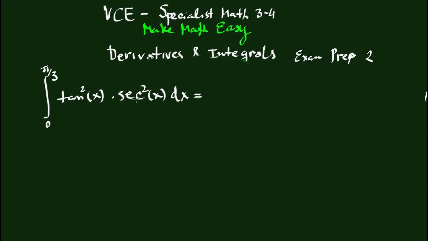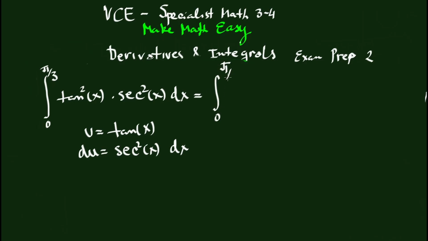So the integral is 0 to pi third of tangent square of x times secant square of x dx. U is the substitution for tangent x because the du will be secant square of x. Therefore, we will use secant square of x dx, replace with du. So the integral becomes, we'll change these boundaries because of x and u in a moment. Just finish it now: u squared du.